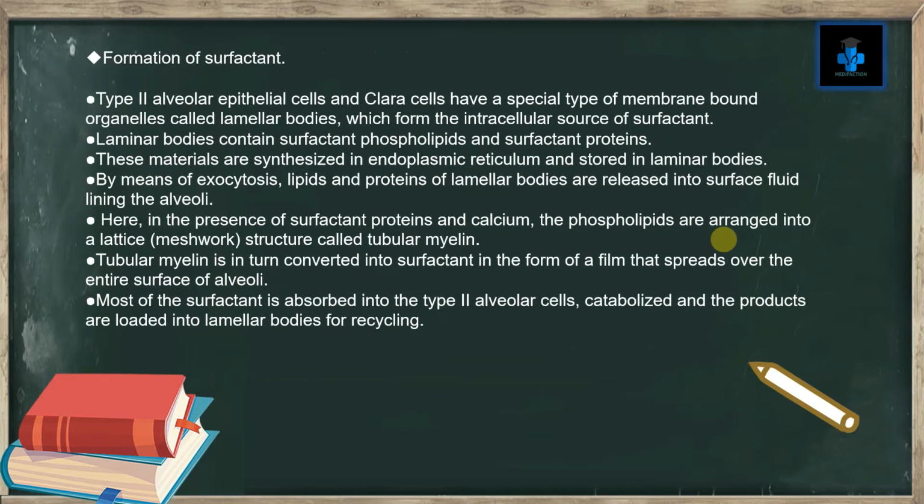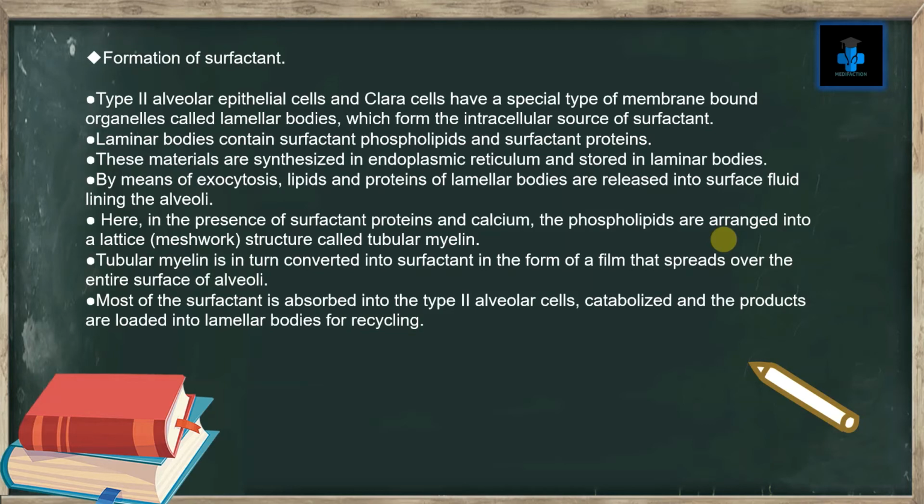Formation of surfactant. Type 2 alveolar epithelial cells and Clara cells have a special type of membrane-bound organelles called lamellar bodies, which form the intracellular source of surfactant. Lamellar bodies contain surfactant phospholipids and surfactant proteins. These materials are synthesized in endoplasmic reticulum and stored in lamellar bodies. By means of exocytosis, lipids and proteins of lamellar bodies are released into surface fluid lining the alveoli.